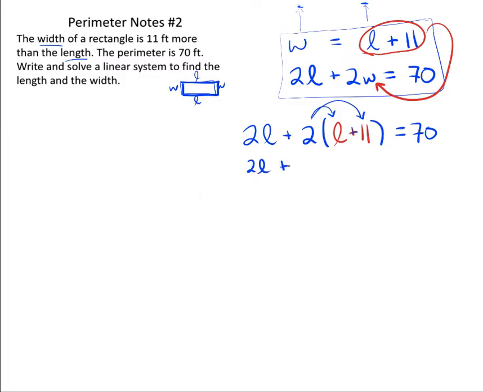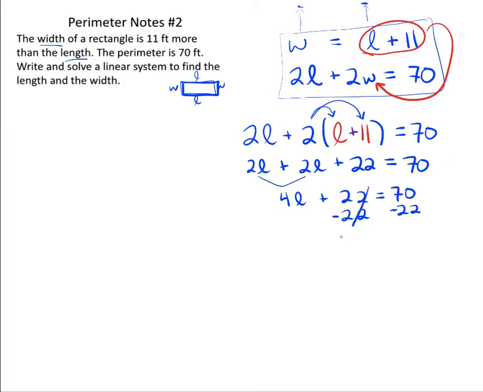So 2L plus 2L plus 22, watch out for that 22 because a lot of people will do it to the first but then forget about that second. And then we can combine our 2 L's together on the same side to be 4 L's plus 22 equals 70. Then we'll subtract 22 from both sides. Bring down my 4L. Bring down the equals. I'll regroup to do the calculation correctly.